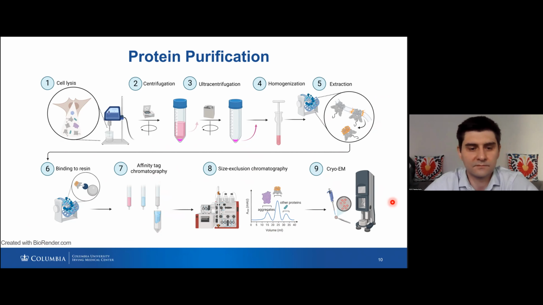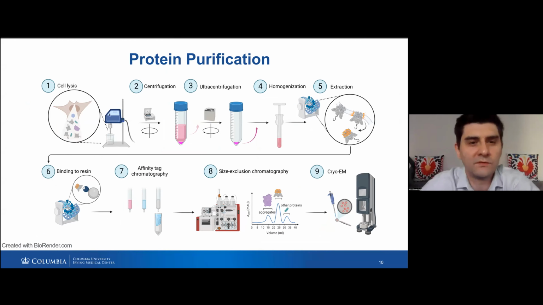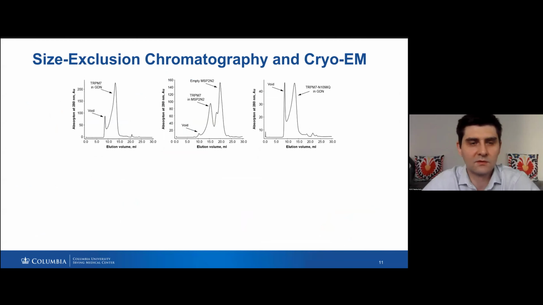So yeah, we'll have this slide. After protein purification, we do Cryo-EM. Let's just see the real data. This is the profile from size exclusion chromatography, and for protein extraction from the membrane fraction, we use the detergent GDN.